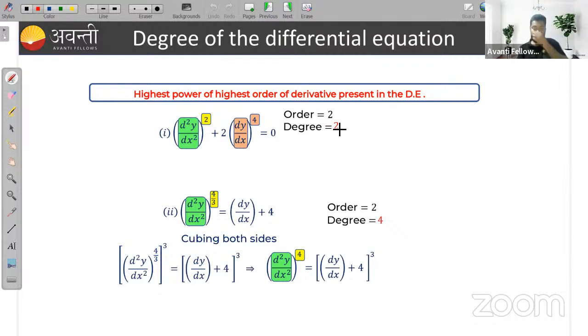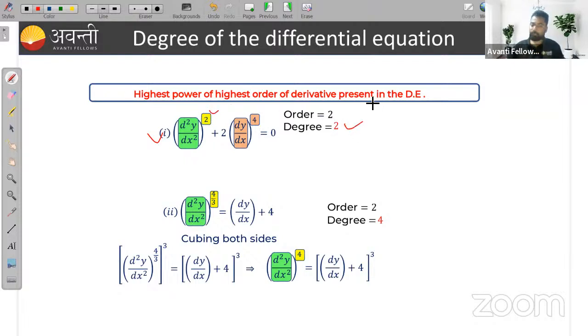You can check here. In the first example, d square y by dx square to the power 2 into 2 into dy by dx to the power 4. The order is simple, that is 2. But what is the degree? To find the degree, we should first find the highest order derivative. Which is the highest order derivative present in the given differential equation? That is d square y by dx square. What is the power of d square y by dx square? That is 2. So the degree is 2.